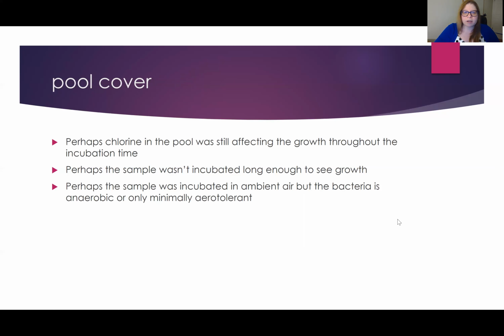Some bacteria grow more slowly than others. So if you only wait 12 hours, you might not see anything yet. Sometimes you have a bacteria that grows so slowly you could wait 2 days and not really notice much. Another possibility was that perhaps the sample was incubated in ambient air, but the bacteria is normally anaerobic or only very minimally aerotolerant. Again, that could go for any experiment, not just the pool cover.